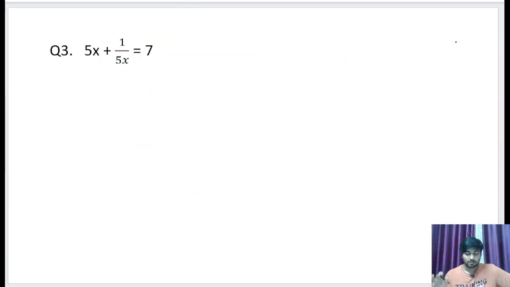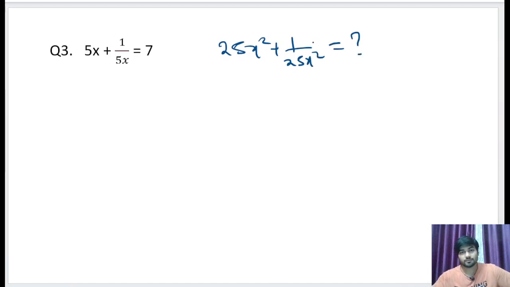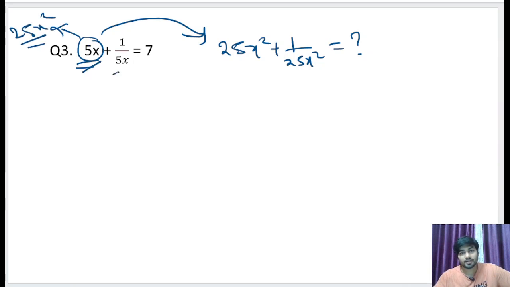Now, another question, and I'll explain it here. Just find 25x square plus 1 upon 25x square. It is the same thing that I explained in the previous slide. The value given here must be a whole square. So when I square this, I will get 25x square, and the value here and here is the same as what is asked. So I can directly apply the formula.